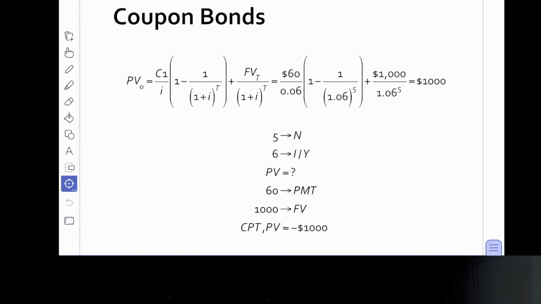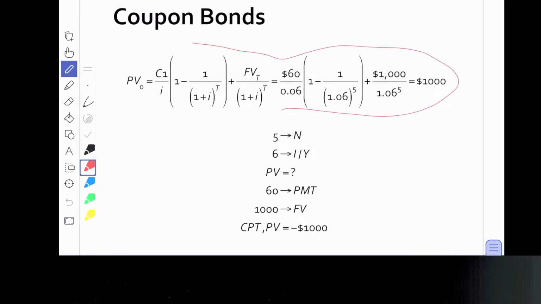So make sure you can plug that in for a term to maturity of 5 years, an interest rate of 6%, a coupon rate or payments of $60, and a face value of 1,000. Make sure you can punch that in. In the test situation, I want to see this. That's what I want to see.